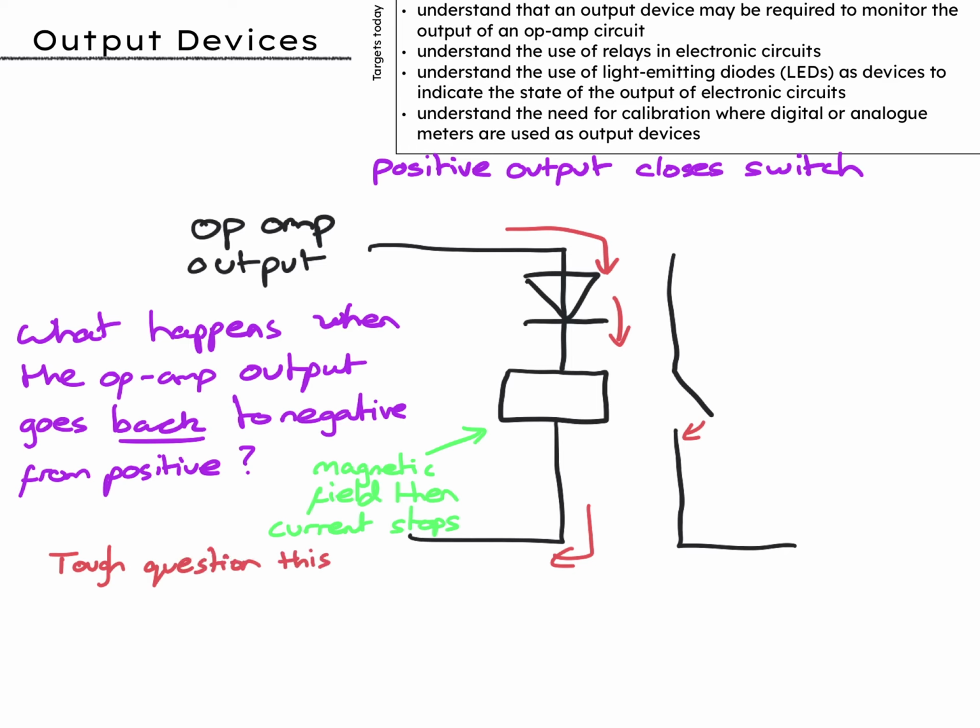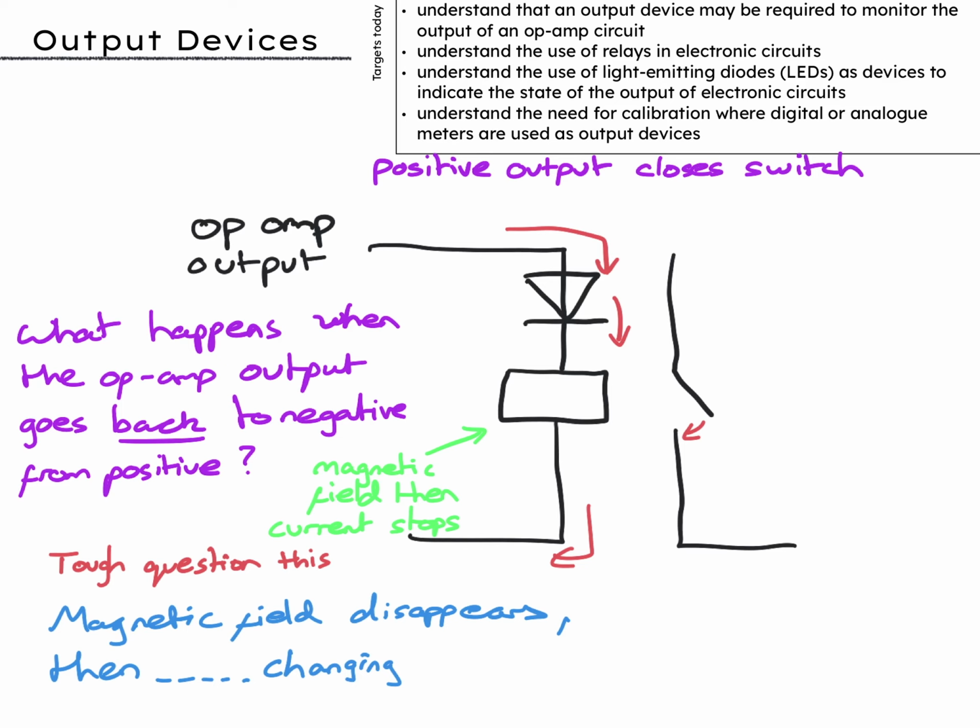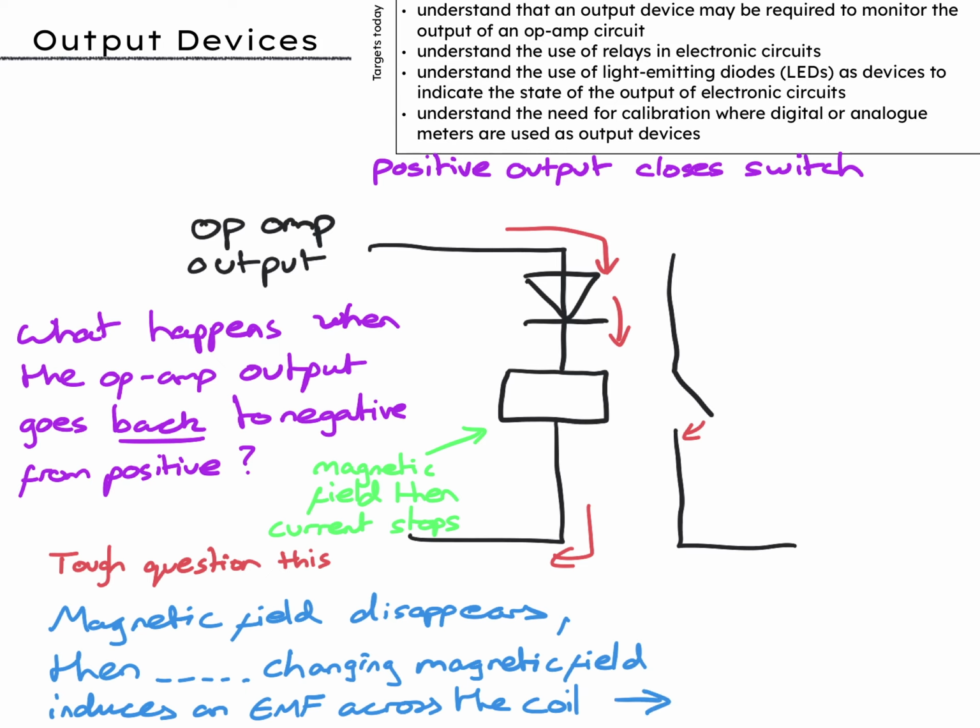Because what will happen is the magnetic field will disappear. Then what? That's the key to this question. Have you thought about what will happen when the magnetic field disappears? This means we have a changing magnetic field. So that is going to induce an EMF across the coil that opposes the change creating it. This happens quickly and there's a lot of energy stored. So the EMF that's going to be created is easily large enough to damage the op-amp.